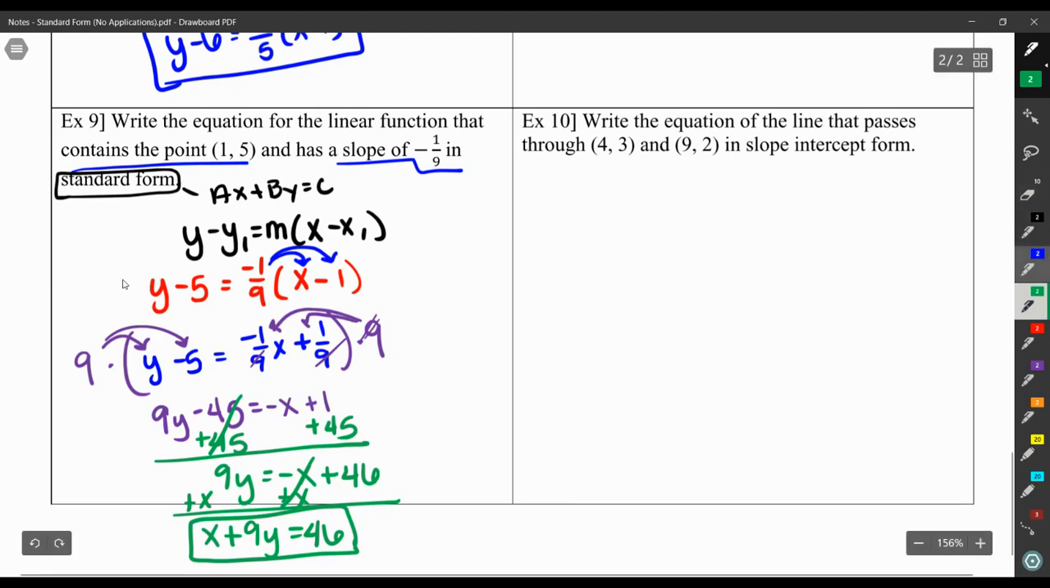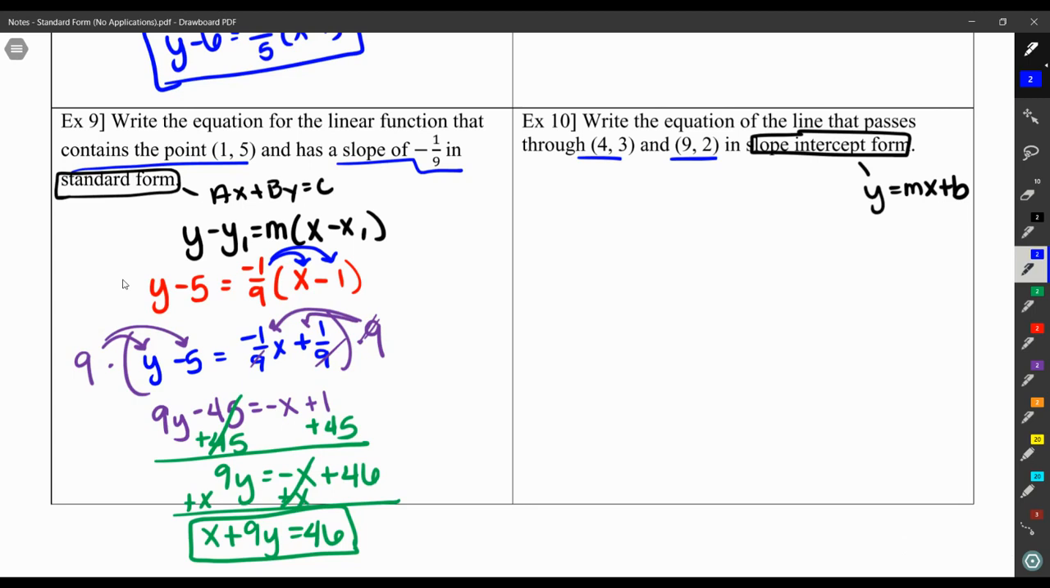Write the equation of a line that passes through (4, 3) and (9, 2) in slope-intercept form. So now I want my answer in y = mx + b. So let's see what we're given. I have two coordinates that my line passes through. Well, first and foremost, I always need slope. So we're going to find slope.